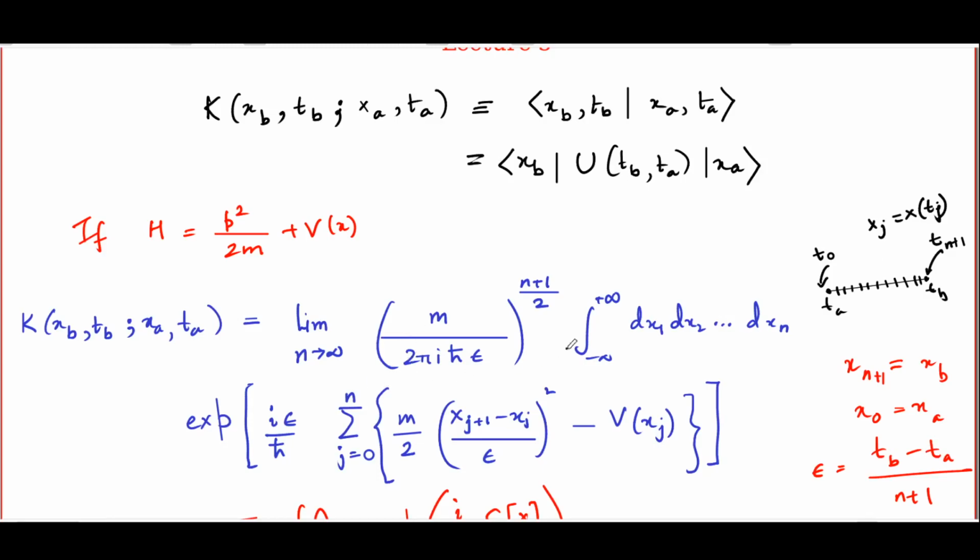And apart from this rather messy looking overall factor, what we are doing here is the following. (x_{j+1} minus x_j) by epsilon is nothing but the distance which the particle moves in the jth interval from tj to t_{j+1} divided by the width of the interval epsilon. That of course is the speed of the particle in that interval. You're squaring this here, so this is nothing but m by 2 x dot squared, or kinetic energy, minus V of xj, that is the potential in that interval.